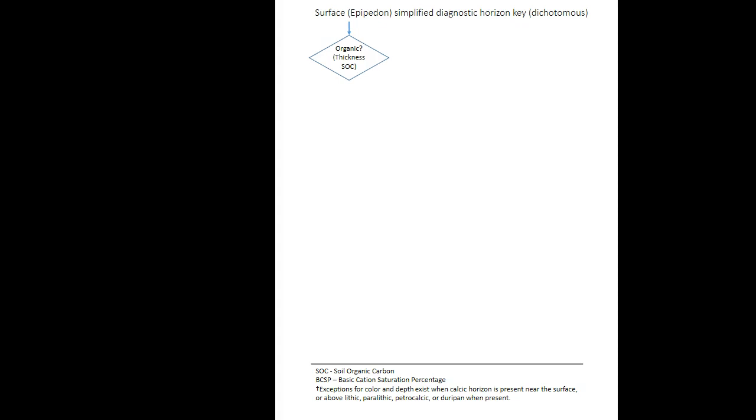So how would one of these work? If we have a surface epipedon, epipedon means the surface soil, and we have a simplified diagnostic key here that uses that dichotomous pathway. So we ask the question, is the surface soil organic? And there are characteristics on that, the thickness and the amount of organic carbon that it has to have. But essentially the question is this: is the surface soil organic?